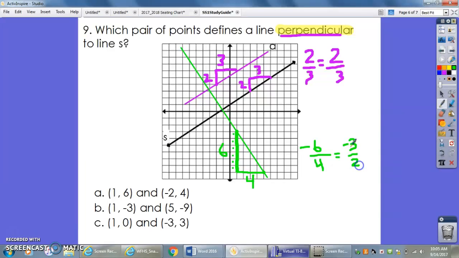Okay, so I'm looking at negative 3 over 2, and I'm going to compare that slope to the slope of the original line, 2 over 3. If you take a look at them, they are opposite reciprocals, okay? This fraction is flipped, and if that's positive and this fraction is negative, that means that that is the perpendicular slope, okay? So I'm for sure that answer choice B is the correct answer.